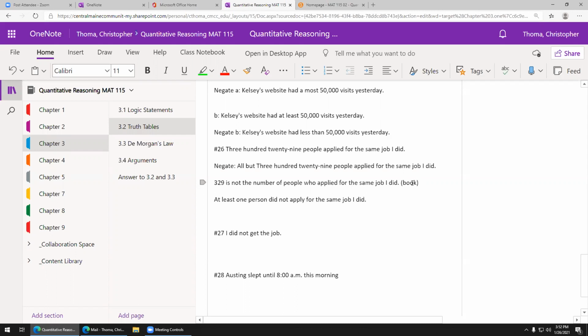I think 27 is a little bit easier. Anyone have an answer for 27? Wouldn't the opposite be getting the job? Yep. It seemed like too easy of an answer. No, sometimes this one's not bad. I did get the job, because this one is a little bit easier to negate, because you either got the job or you didn't, right?